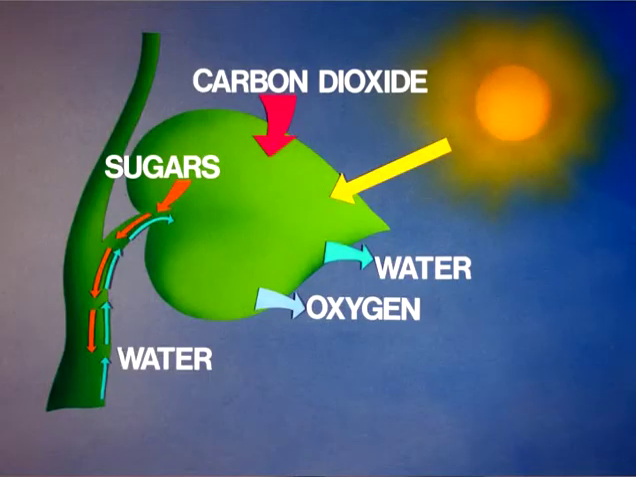This process takes carbon dioxide from the air together with water from the plant's sap and uses the sun's energy to create sugars in the plant. As byproducts, the plant releases oxygen and water into the air.